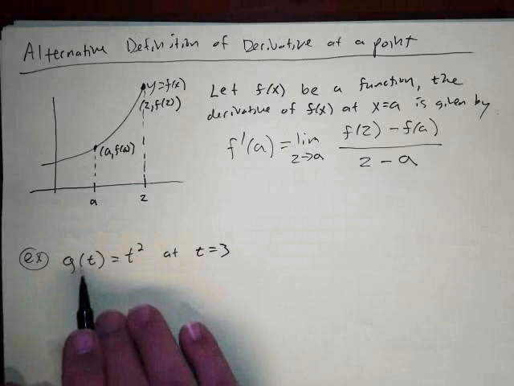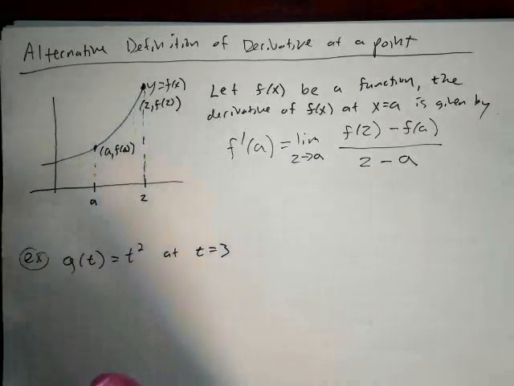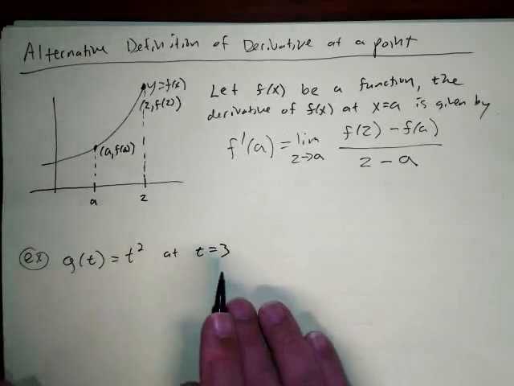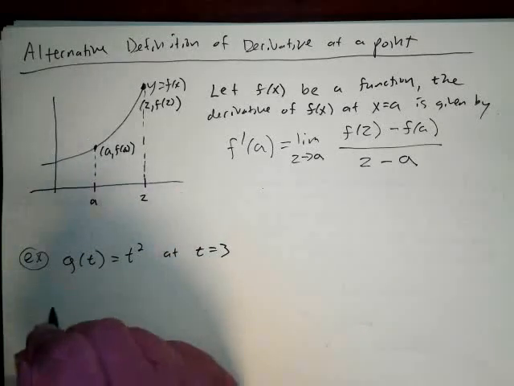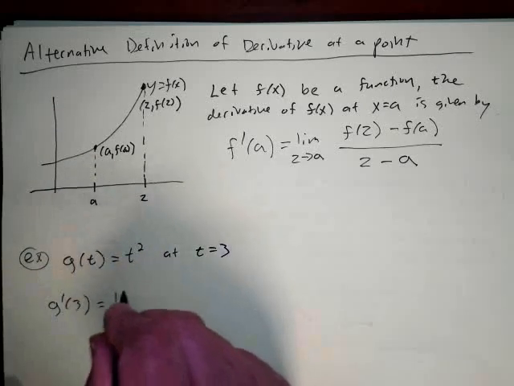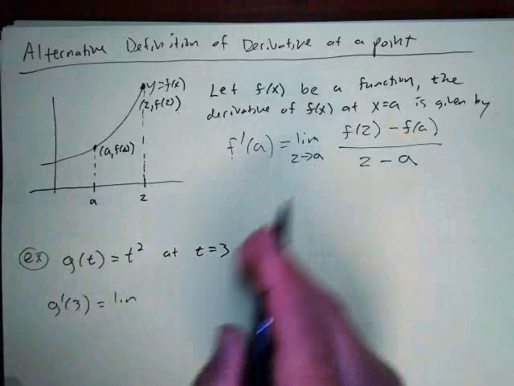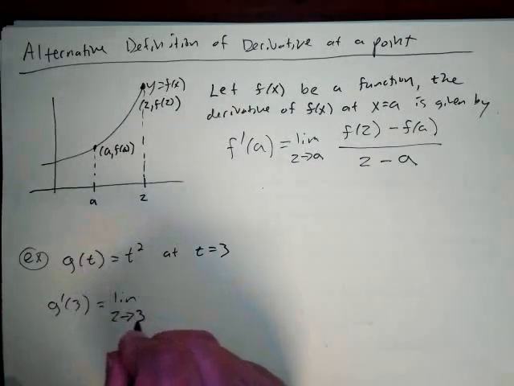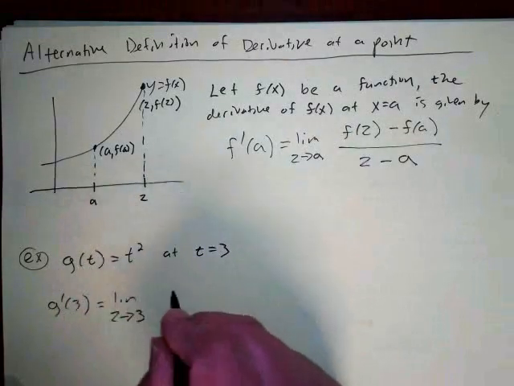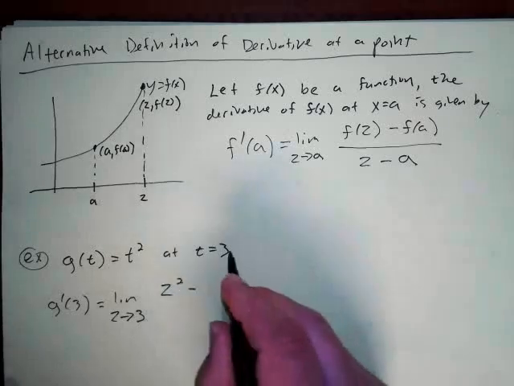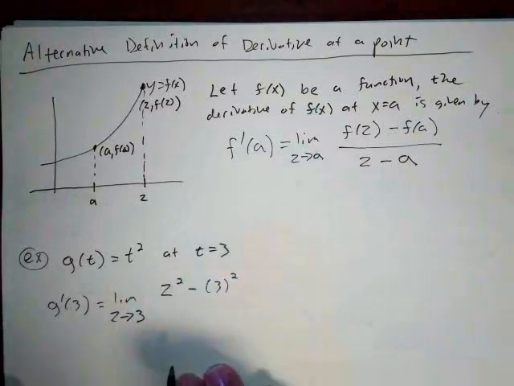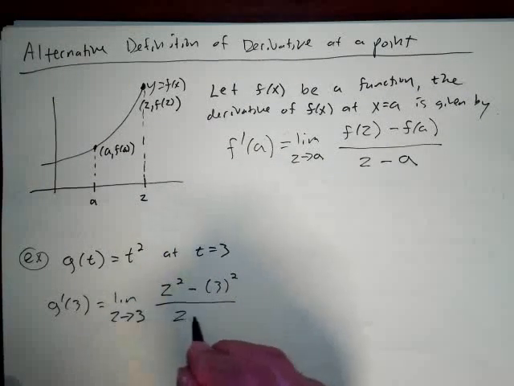So let me try this one. So g of t is equal to t squared. So now I'm switching up the notation a little bit here, right? g of t is equal to t squared. And I want to find the derivative at t equals 3. So I want to find g prime of 3. And so this is going to be the limit, and my 3 is the a here. So the limit as z approaches 3 of g of z, which is just z squared, minus, and then I just have 3 squared, right? And then z minus 3.